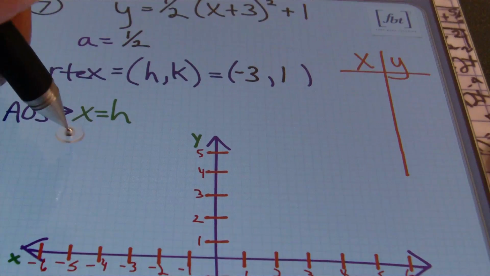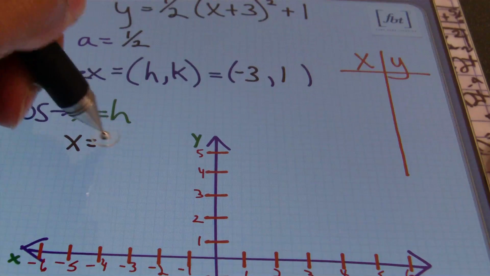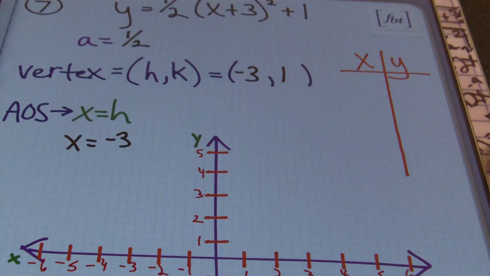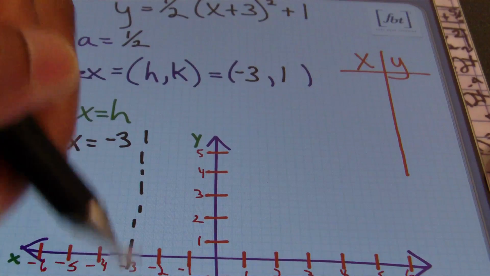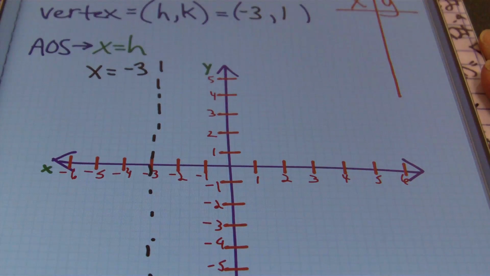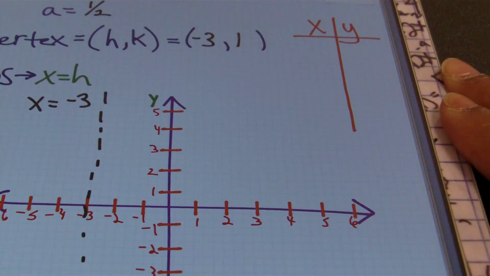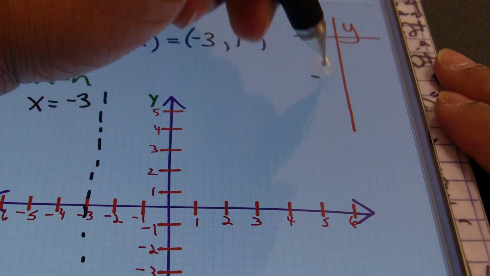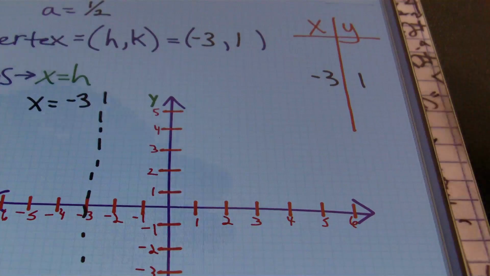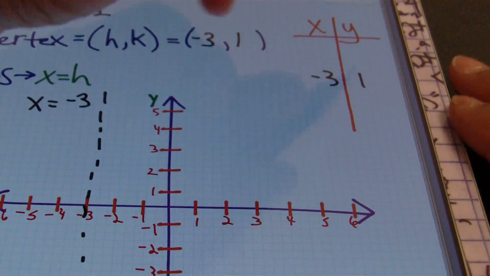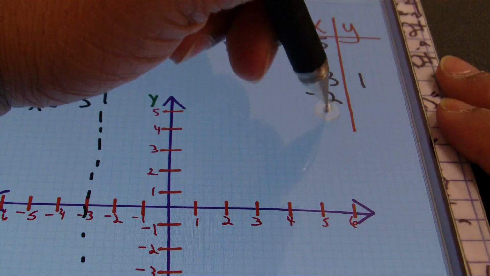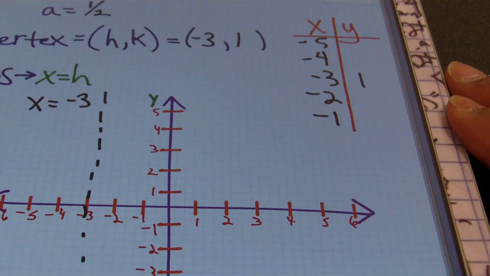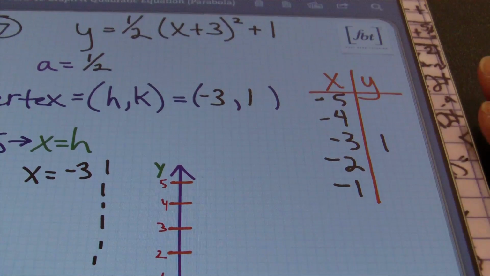My axis of symmetry, yeah, you got it. That's going to be x equals negative 3, ladies and gentlemen. So that means I'll be having a vertical line right through negative 3 here in my graph. All right, we're going to start with our XY chart with our vertex in the center. I'm going to walk 2 places to the left of that center there. So I'm going to use negative 4 and negative 5. I'm going to use negative 2 and negative 1. And I'm going to plug these values into our original function here.